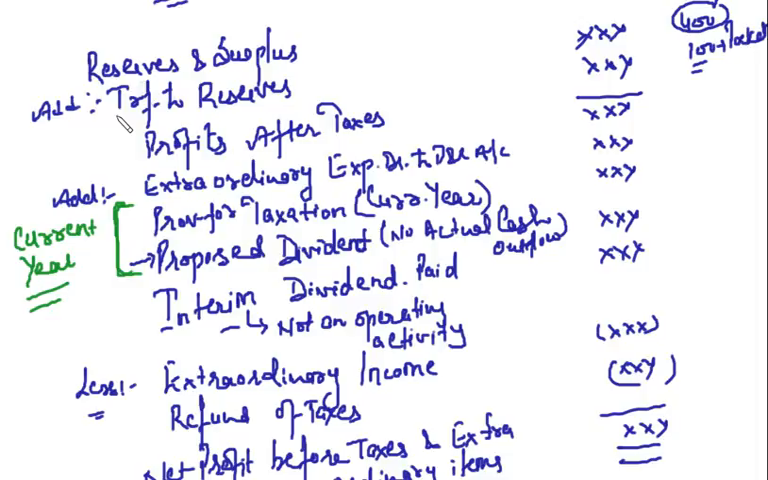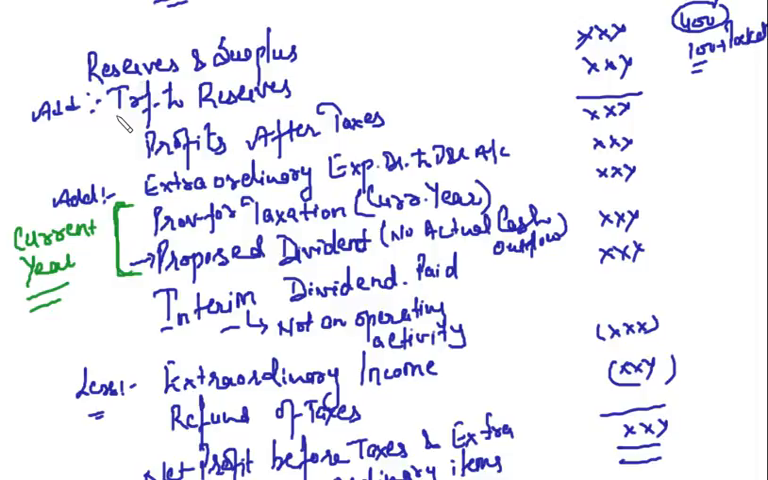Then we have interim dividend. Interim dividend involves actual cash outflow, but it is not an operating activity. It is not related to the routine operations of the business, so we will add back any interim dividend paid during the year. What is to be subtracted? Any extraordinary income, any refund of taxes, because this does not relate to the routine operations of the business.